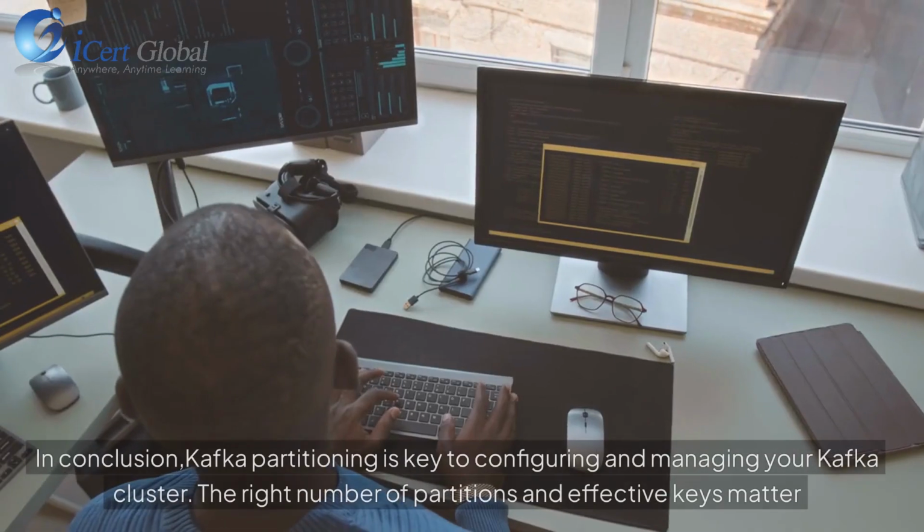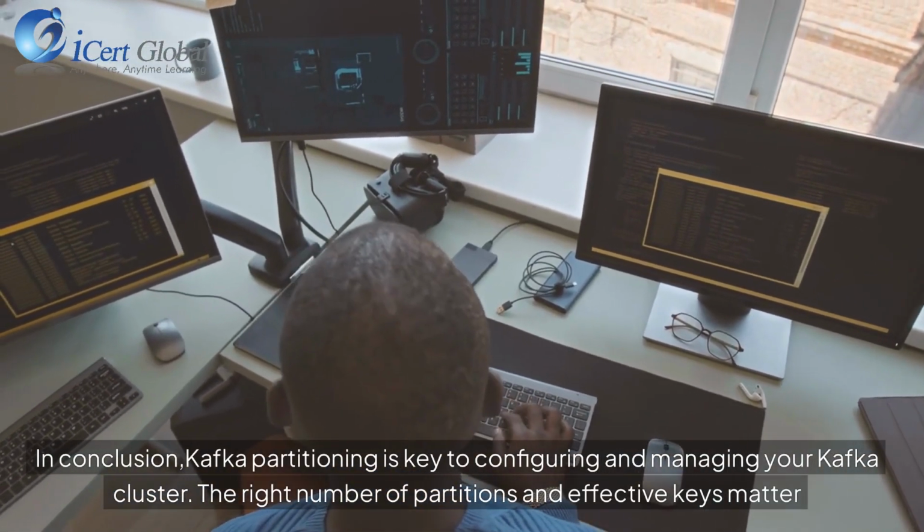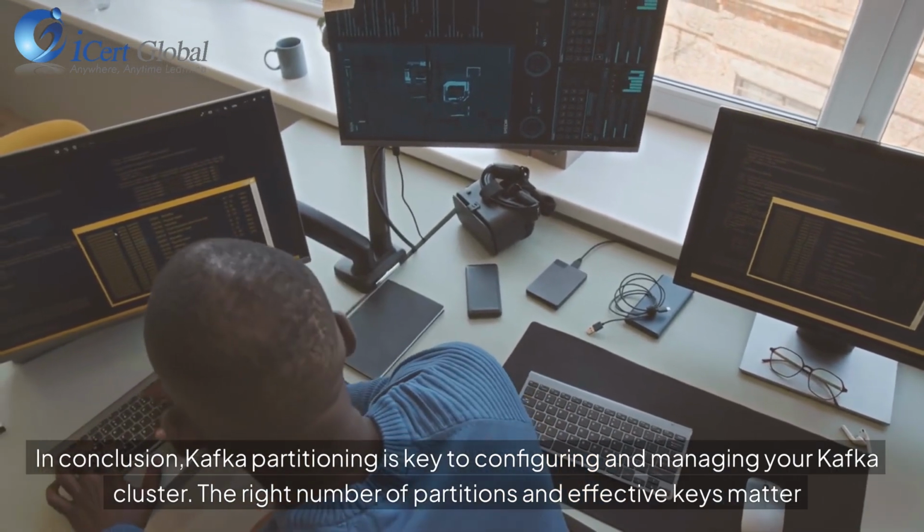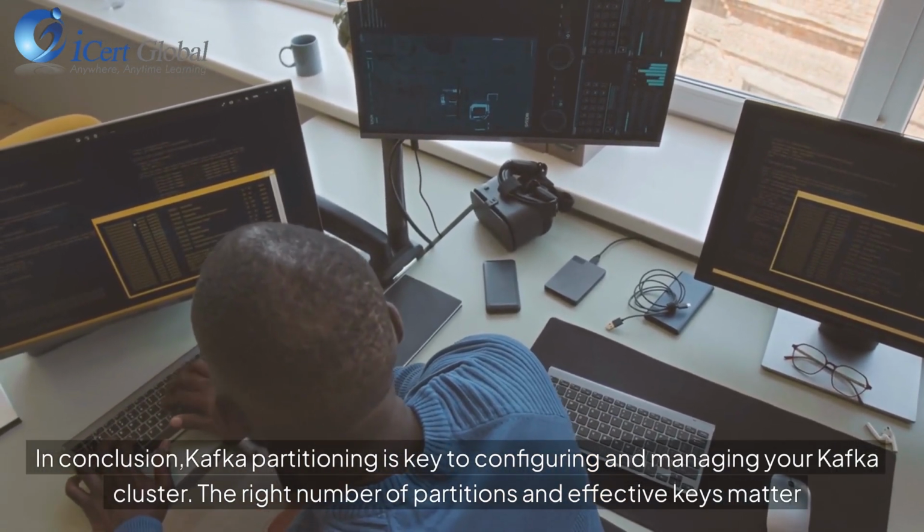Conclusion. In conclusion, Kafka partitioning is key to configuring and managing your Kafka cluster. The right number of partitions and effective keys matter.